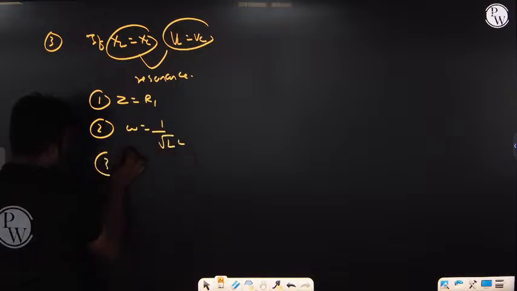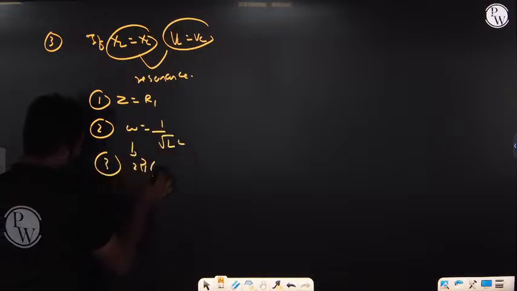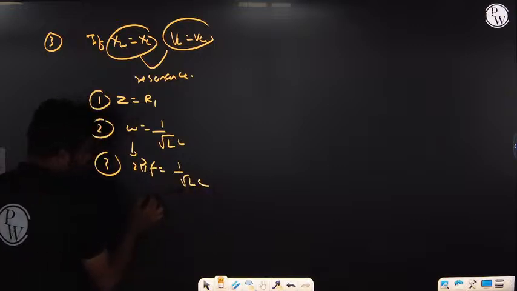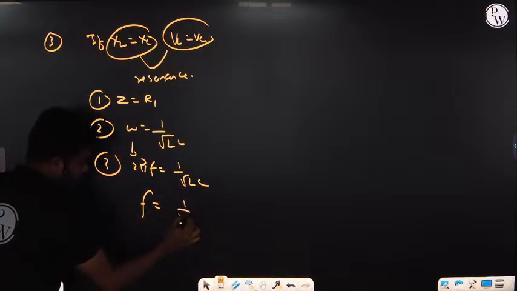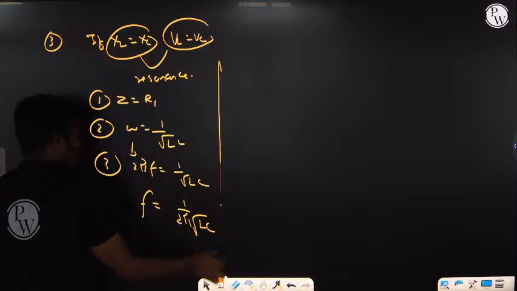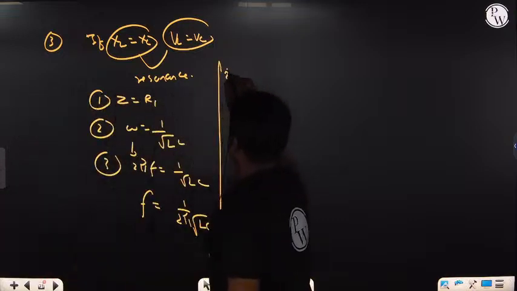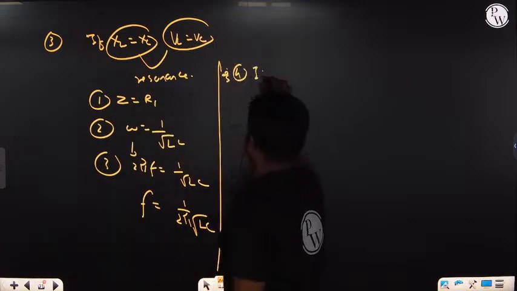So what is the third point? That is ω. What is ω? 2πf is equal to 1 by root of LC. So from here the resonance frequency is given by 1 by 2π under root of L into C. The current will be maximum. I will be maximum.